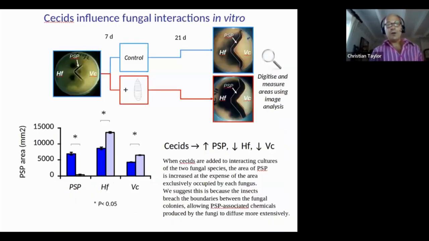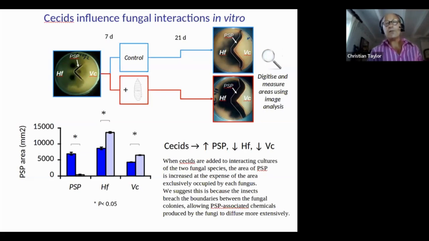So one of the experiments I did was to look at what happens if you add the insects, and what happens if there are no insects. The top image with the blue and the red trace shows the control versus with cecids added, and how much the PSP grew in thickness. Effectively, what we can see, just visually, is that the thickness of the PSP is much enhanced with the interactive presence of the insects.